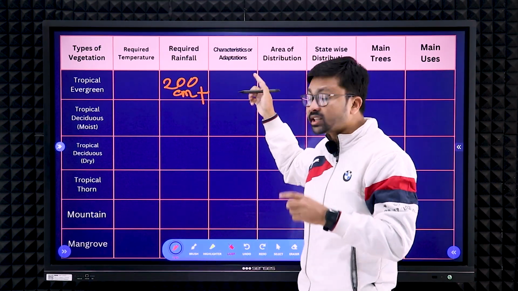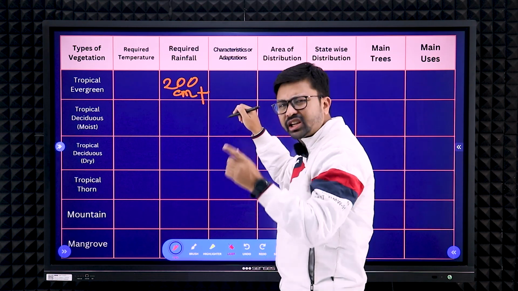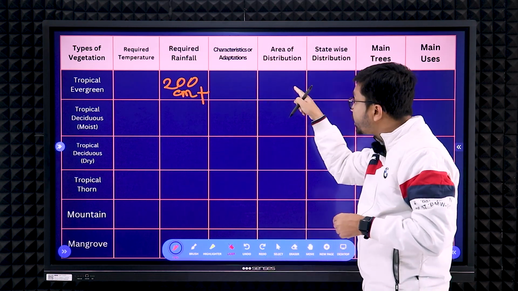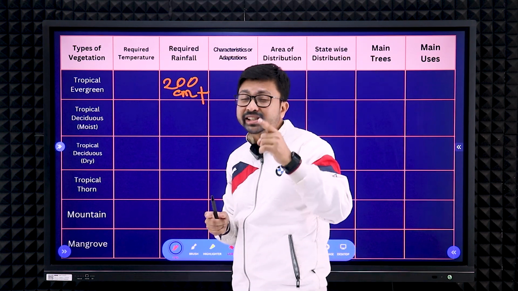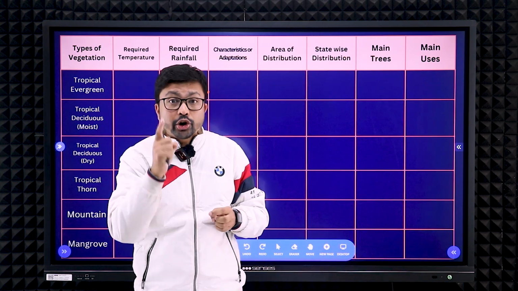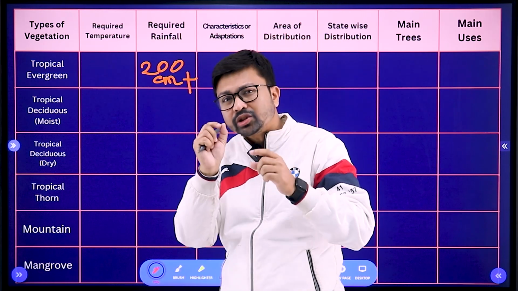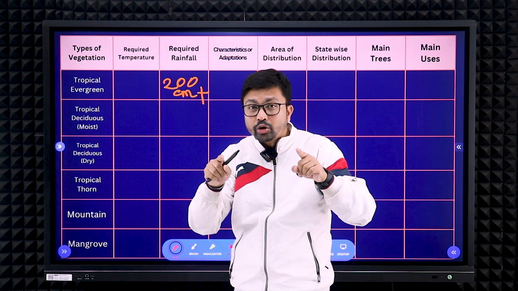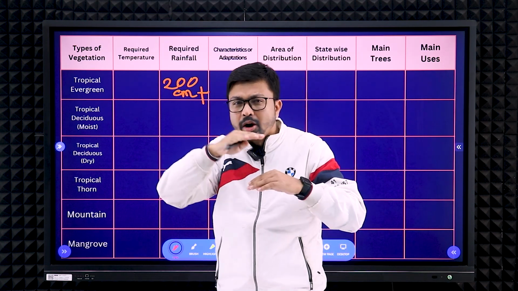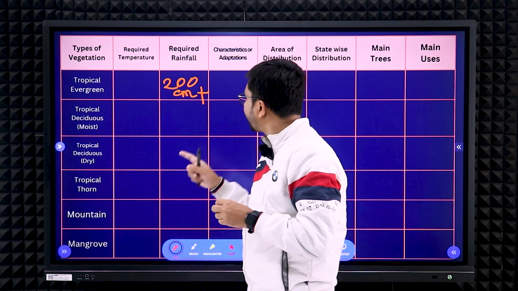Characteristics. What are the characteristics? Evergreen, broadleaf, tall trees, canopy. Those are the characteristics. Those points you need to note down. Area of distribution and state-wise distribution. It looks the same, right? But ICSE is very particular about that. You need to answer those questions. If the state name is asked, you need to answer with the state's name. And if the area is asked, you need to answer with the area, like northern plains, Himalayan mountain, western part of India. In that way you need to answer, right?